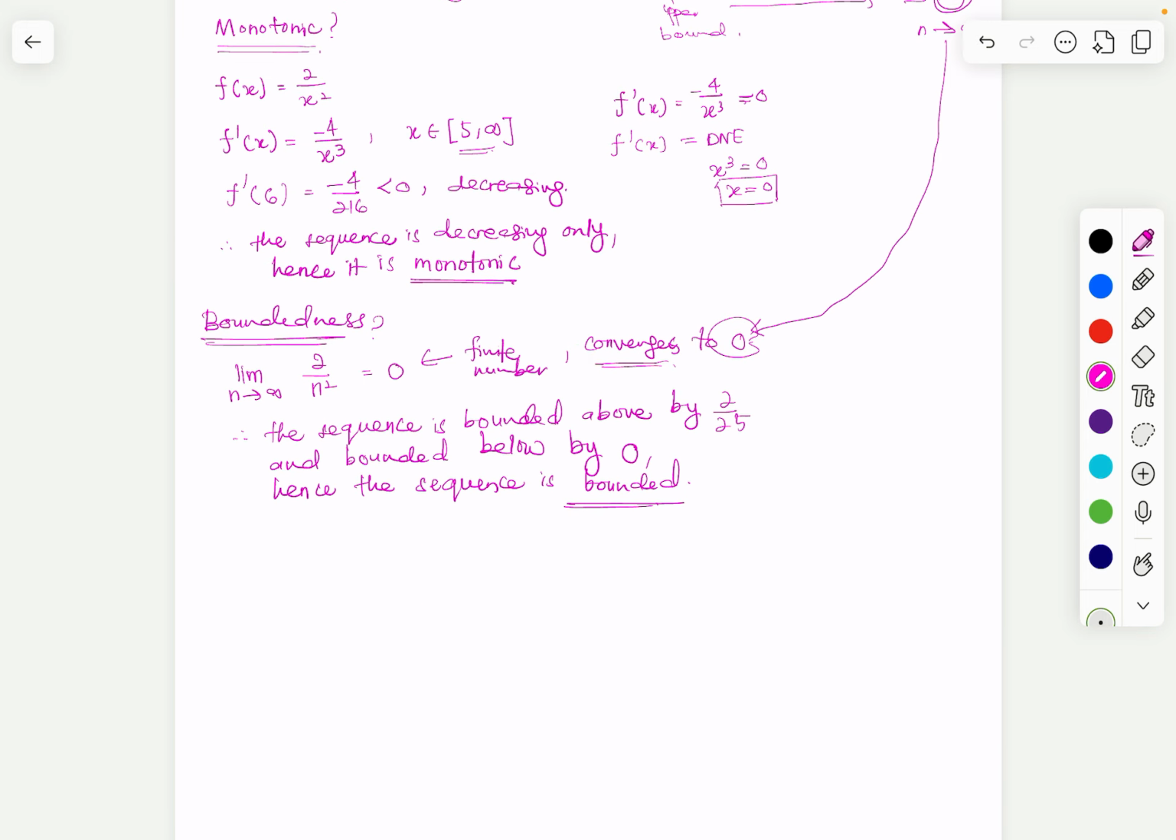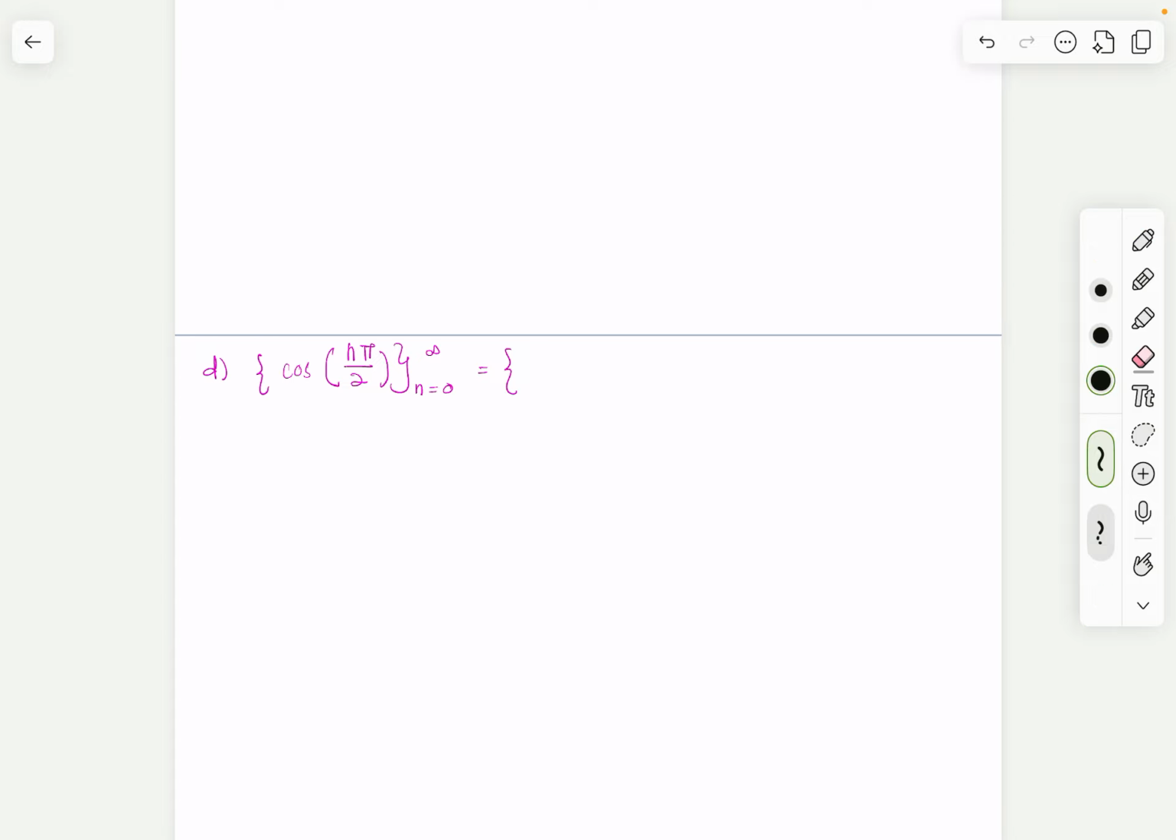So let us go to, okay, the last example for this Example 3, D. So for D, we have the sequence cos(n pi over 2), starting from 0 to infinity. This involves trigonometry, involving cos. So let's say you want to try to expand it first to a few terms. When n equals 0, we have cos 0, which is 1.